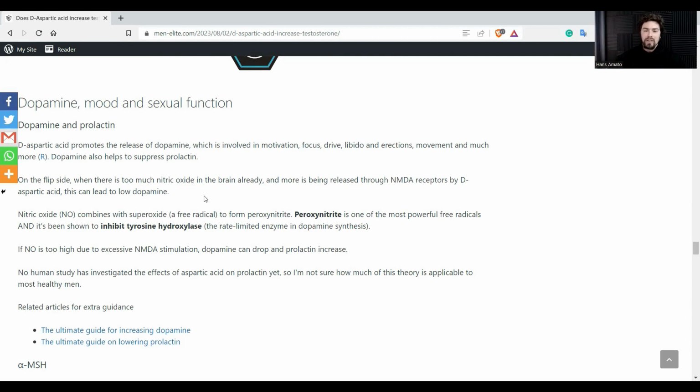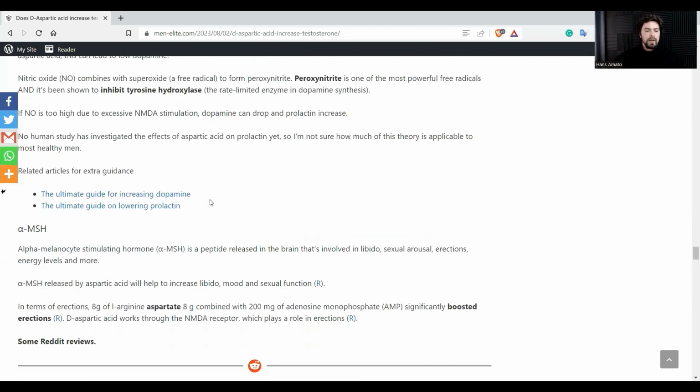in dopamine synthesis. So if your brain is already not really working the way it should, if you have brain fog, if you feel like your IQ is not as high, you feel things are not working as well, there's a possibility you already have an excess of free radicals in the brain, like superoxide. So now you use aspartic acid, which promotes the release of nitric oxide. So there's a possibility that you will be producing too much peroxynitrite, and this will inhibit dopamine. So you will feel more mentally inhibited when you use aspartic acid. So there's kind of a downside. It's like a double-edged sword for aspartic acid use.